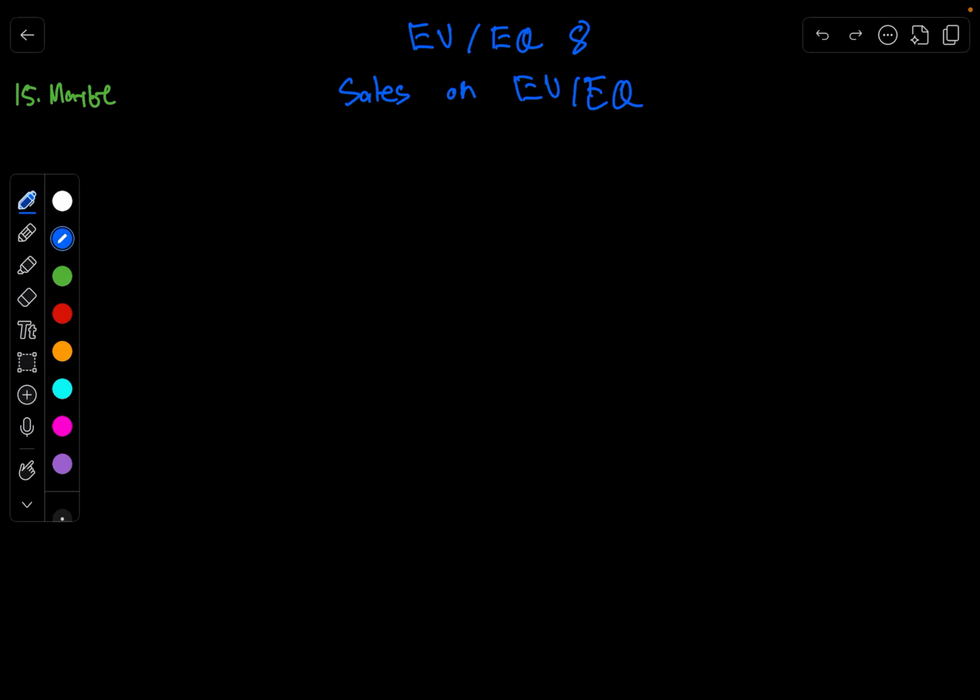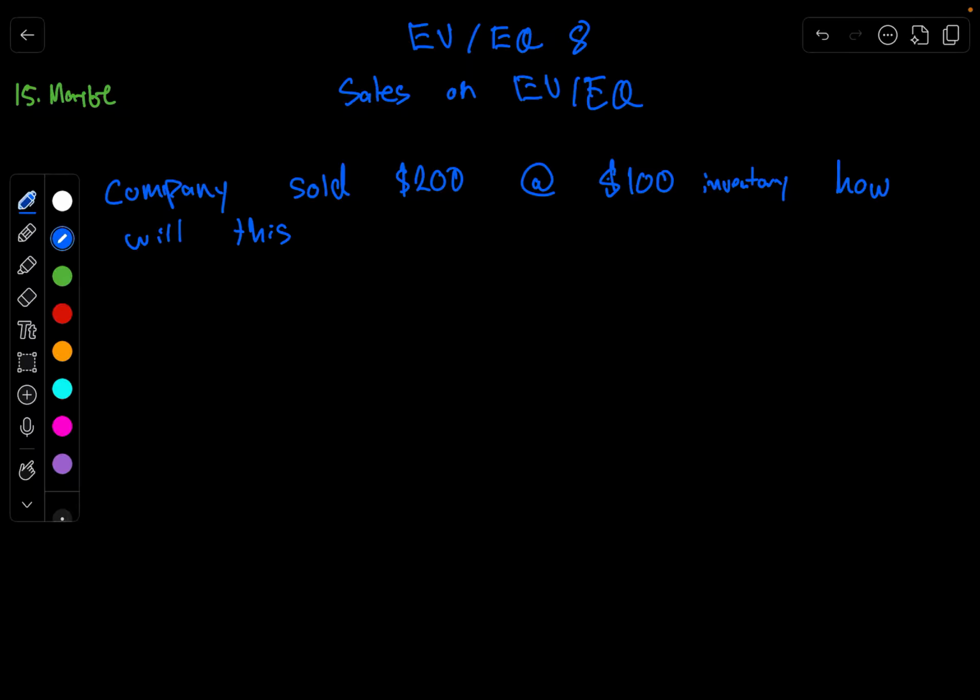So let's say that you get this question in an interview. Let's say that a company sold $200 worth of, let's just say, equipment, and it was priced at $100 in terms of their inventory. How will this affect enterprise value and equity value?